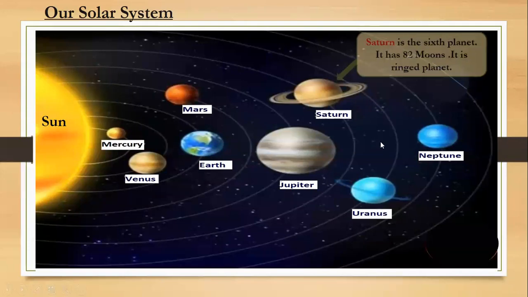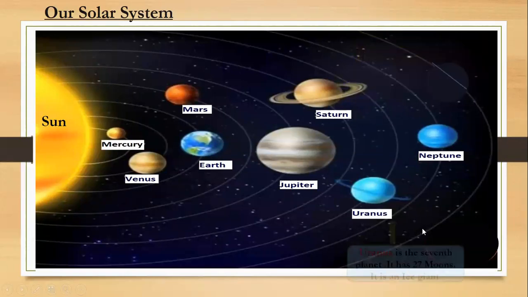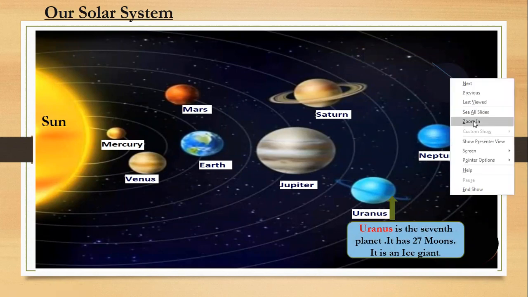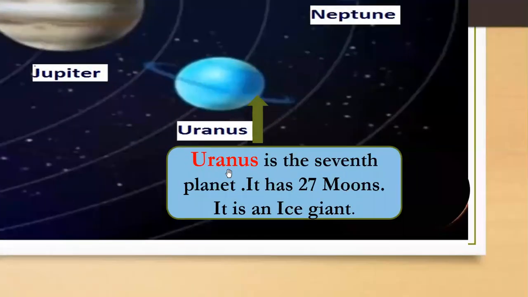What about the seventh planet? The seventh planet is Uranus. Uranus هو الكوكب السابع. Uranus. What about Uranus? Now we will read about Uranus. Uranus is the seventh planet. It has 27 moons. It is an ice giant.